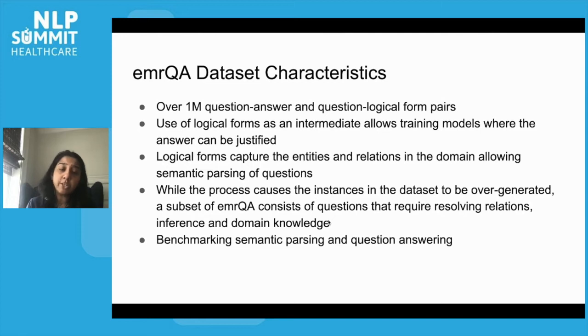And while emrQA, of course, has its limitations, it is noisy. We do over-generate on each of those data sets, which is why it is so large scale. There is definitely a subset of emrQA that consists of questions that are challenging, that involve resolving relations. It requires inference across sentences, and it also requires domain knowledge in answering those questions. Now I'll briefly talk about how we use emrQA for benchmarking two problems. One is that of semantic parsing and the other is that of question answering.